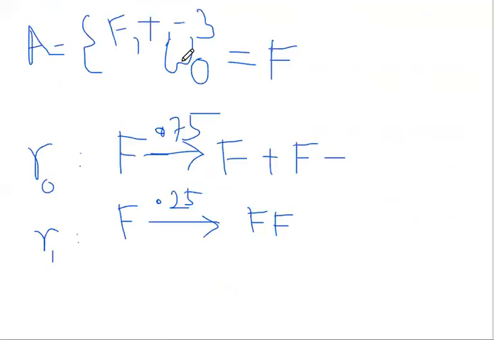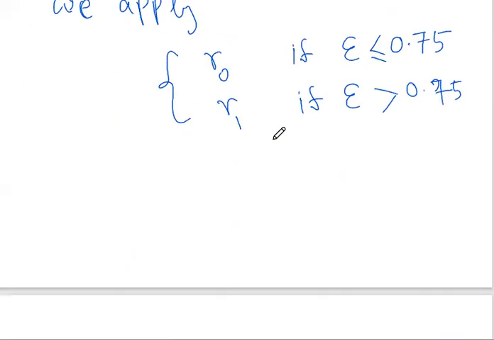What is the initial word? Very simple, F. So this is your axiom, or initial word.